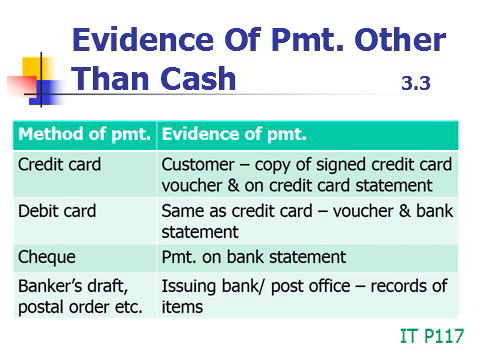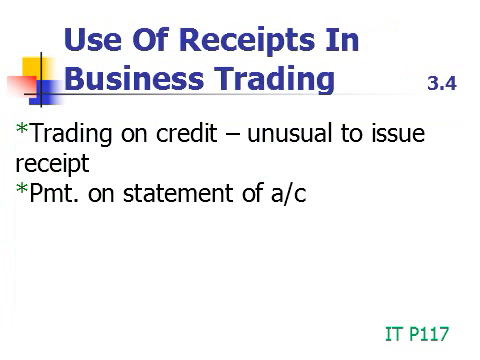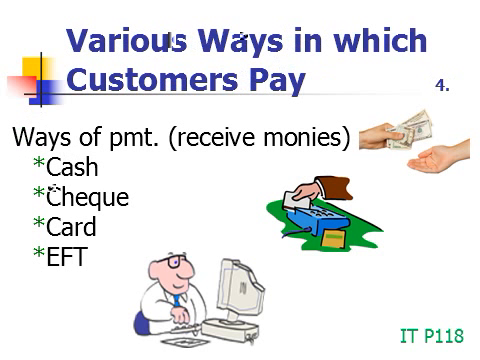When paying by check, the evidence of payment will appear on the customer's bank statement. When paying by banker's draft or postal order, the evidence of the payment is that the issuing bank or post office will hold records of the items issued. When trading on credit, it is unusual to issue a receipt. The only acknowledgement of payment that a customer receives is a cash receipt, deducted from his balance outstanding on his statement of account.